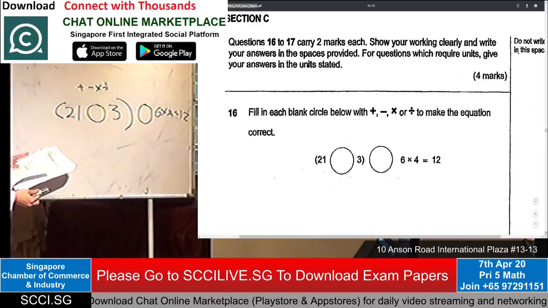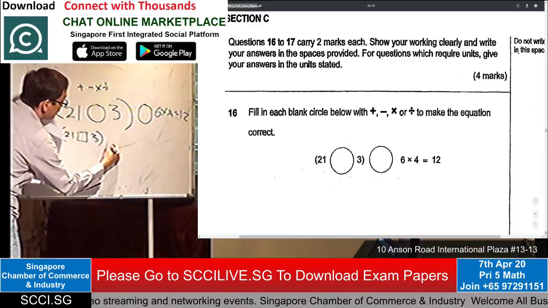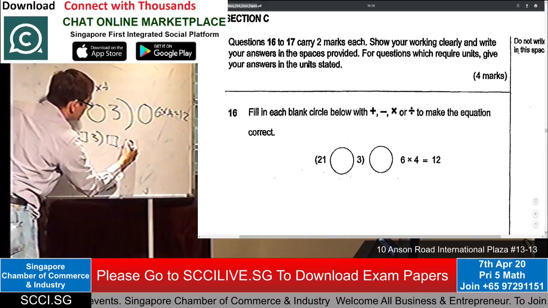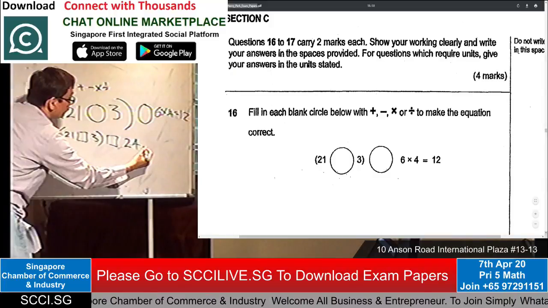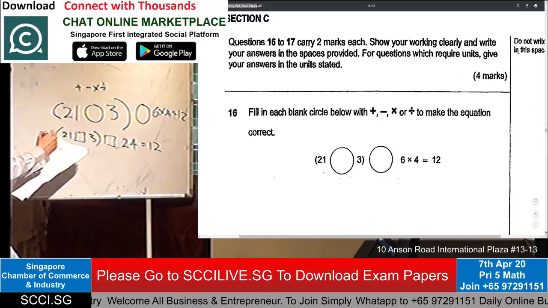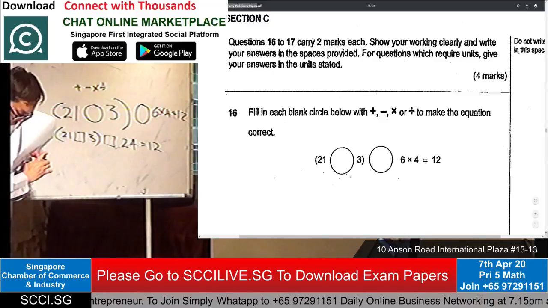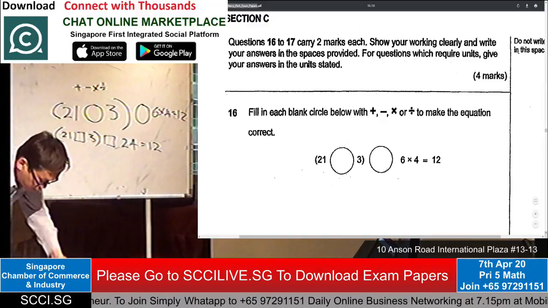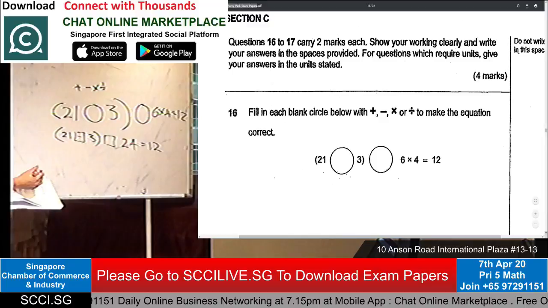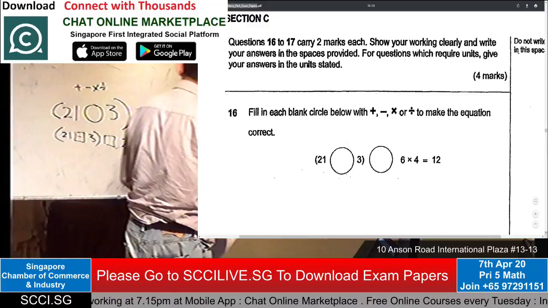Try to simplify it first. So 3. Down here is 24, 24 equal to 12. So basically if you try to use minus, if this is times, let's work out this one. Let's use minus first. 21 minus 3 is how many? Let's work out 21 minus 3. Can I have the answer? 21 minus 3 is equal to 18.